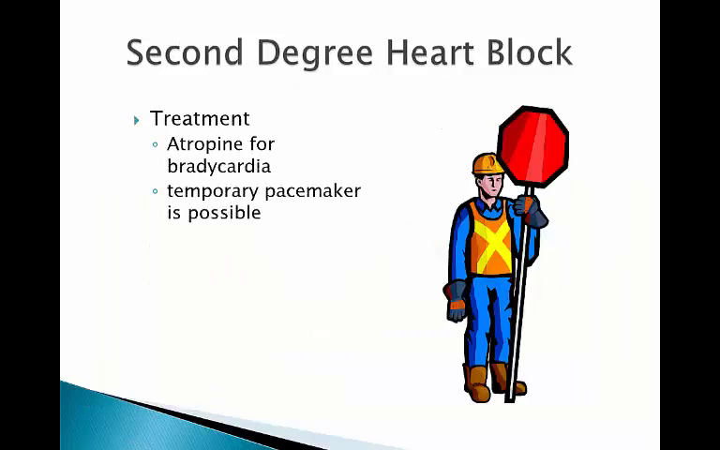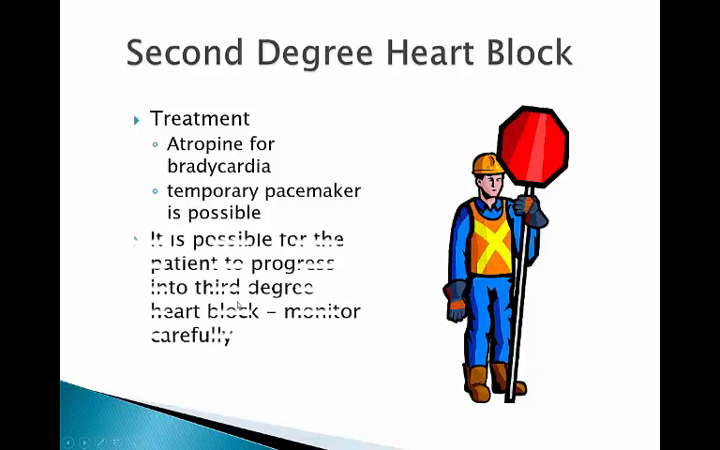All right, so how do we treat it? Atropine, if they're bradycardic, and possibly a temporary and/or permanent pacemaker if necessary. You really have to watch these second-degree heart blocks because they can progress into third degree pretty easily.